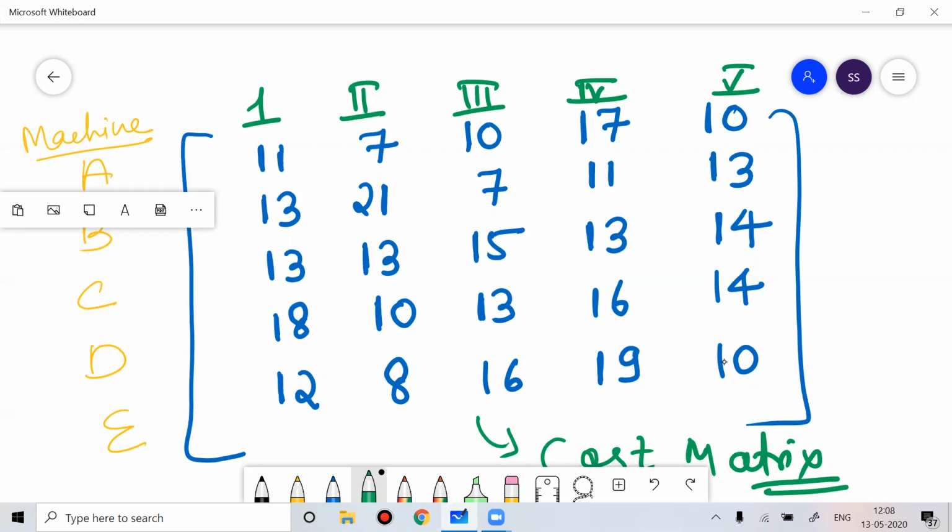So 5 jobs are there, 5 machines are there. For every machine, one job needs to be performed. So do the allocation in such a way that your total cost is minimized, and tell me the optimal cost.